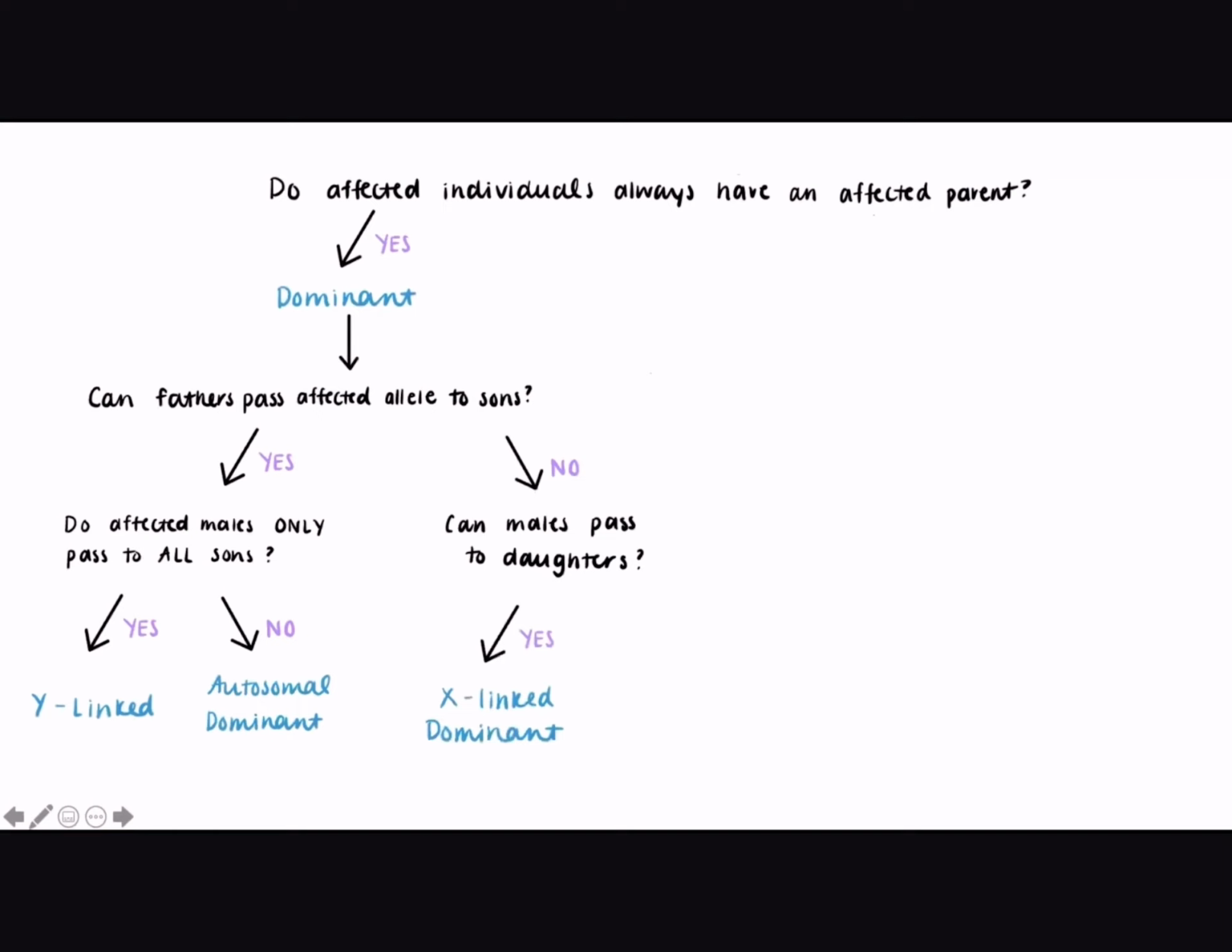If males cannot pass their affected alleles to their daughters, then we can determine the trait to be mitochondrial. Another characteristic of this type of pedigree is that even though an affected female passes the trait to all of her offspring, males cannot pass a trait onto their offspring.